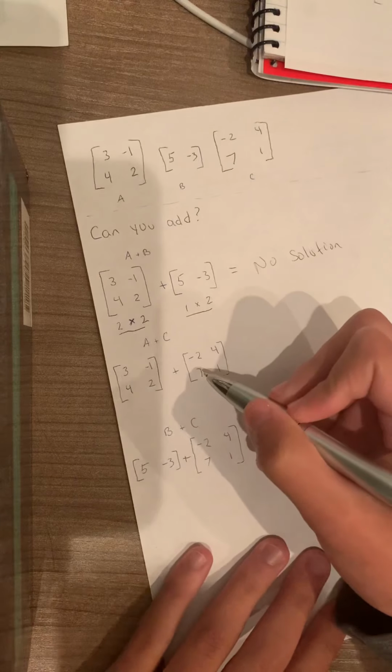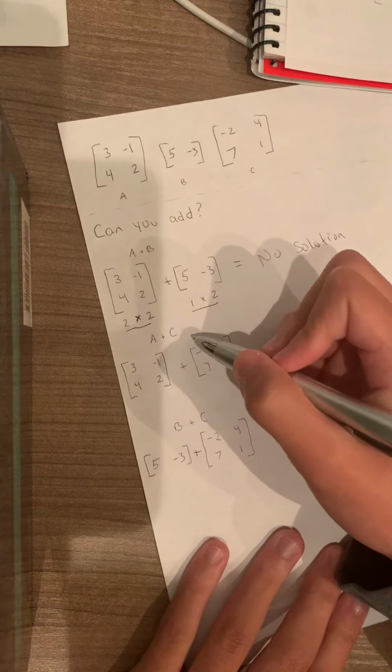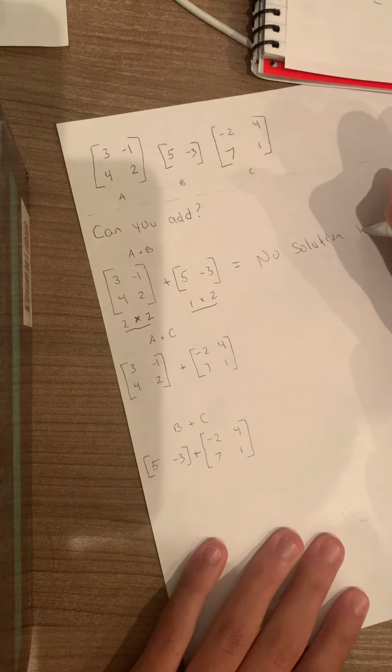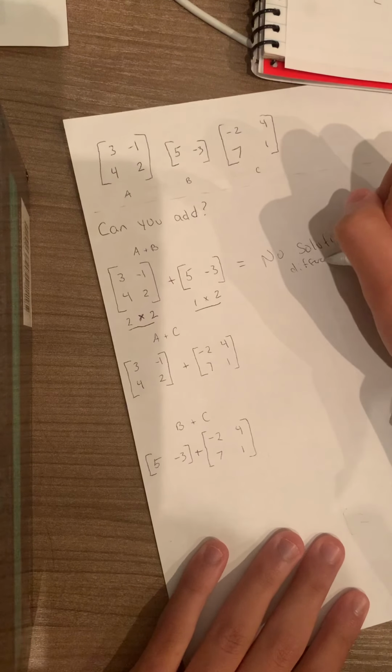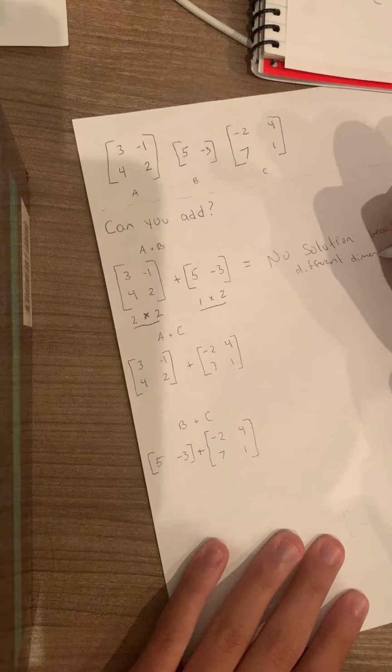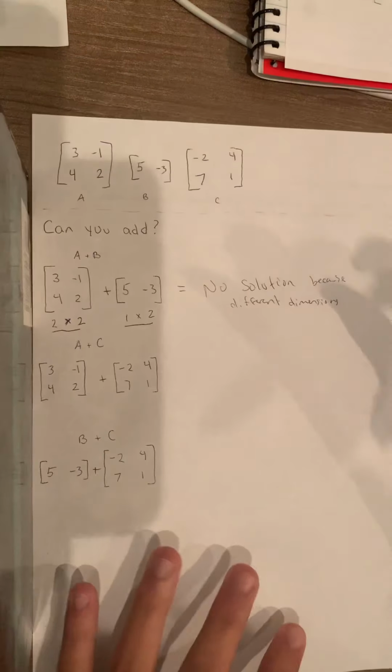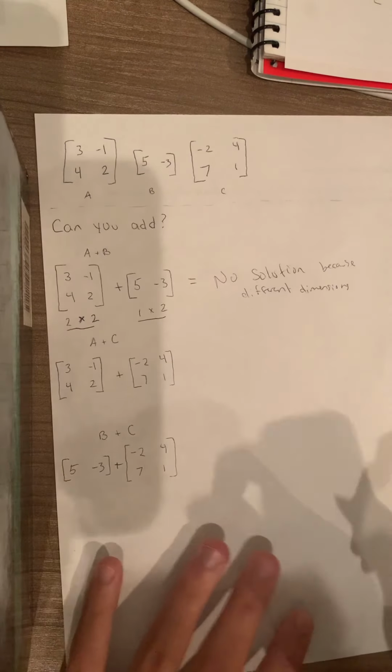Now let's look at the next pair of matrices. Actually, we can write out no solution because different dimensions, like that. So no solution because different dimensions.